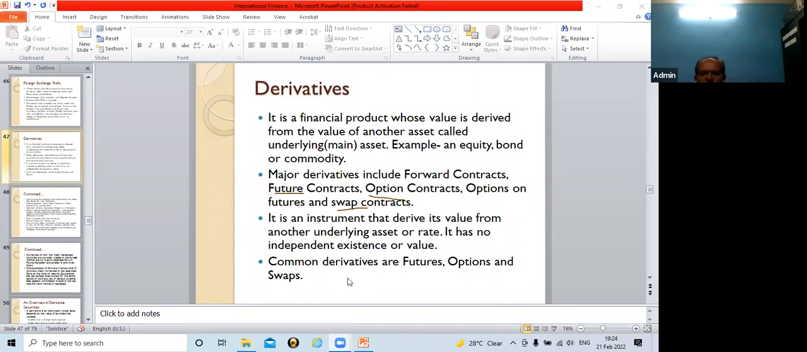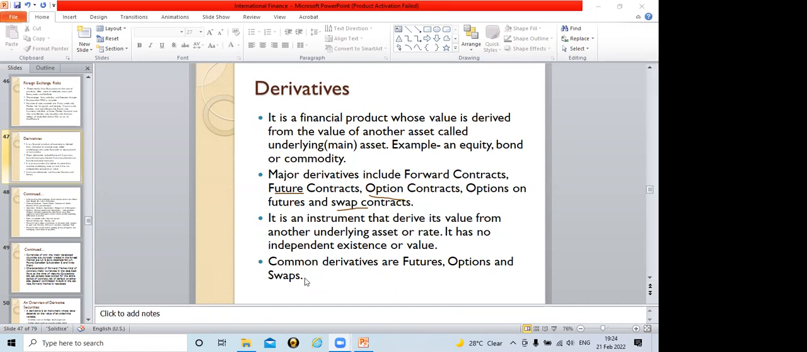Again, in examination, you will be asked to identify which are the derivatives. तर तुम्हाला ओळखता आला पाहिजे. तर डेरिव्हेटिव्ह हे कुठे येते? फ्युचर, ऑप्शन अँड स्वॅप. त्याला आपण डेरिव्हेटिव्ह म्हणतो. Any doubt from this particular PPT? No, sir. Okay. Let me go ahead.